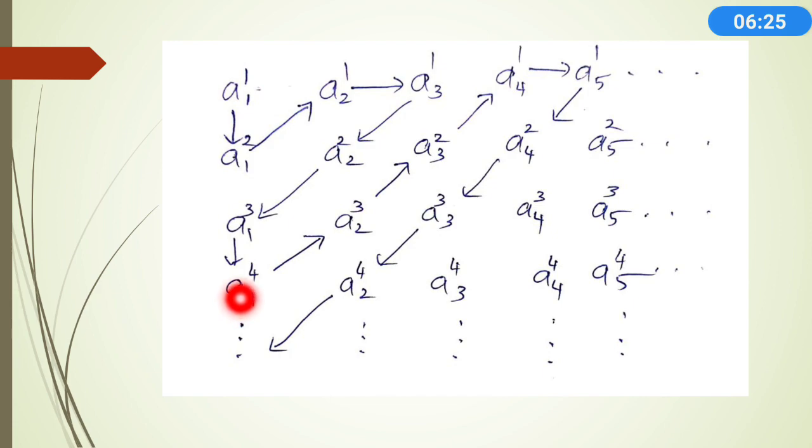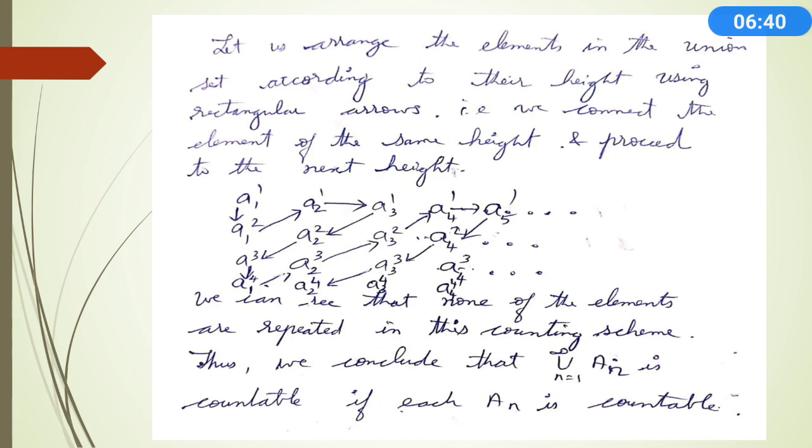Then height 4, it will be A31, A22, A13. Then height 5, so you consider all these elements. Then height 6. Okay, so like that, if you arrange, obviously you are able to denumerate the elements, isn't it? Thus the union of all my elements will be what? Countable. So that is what is given.